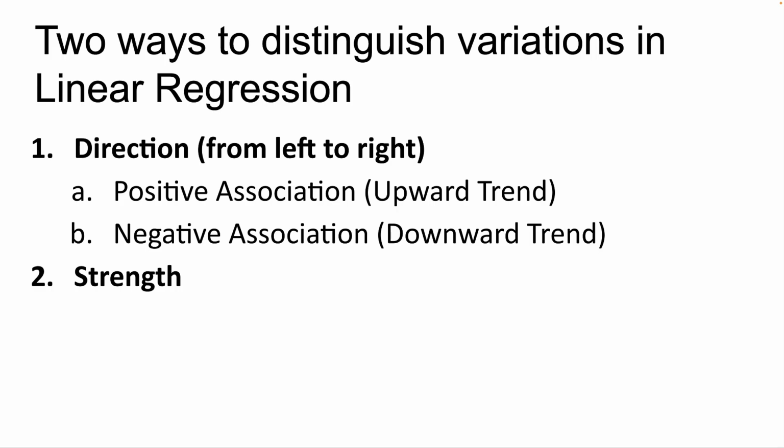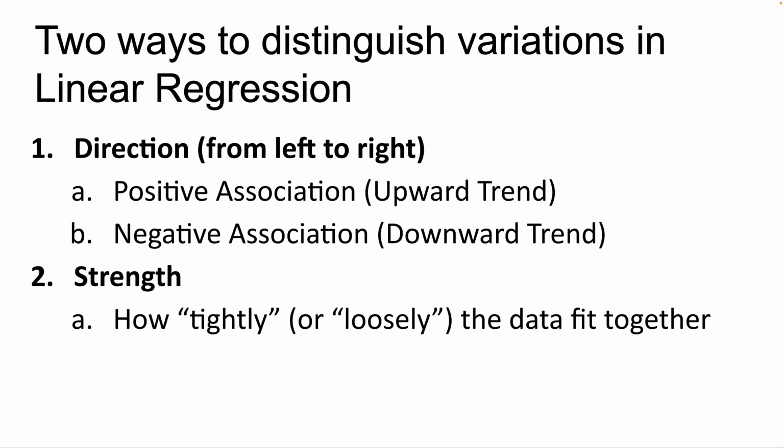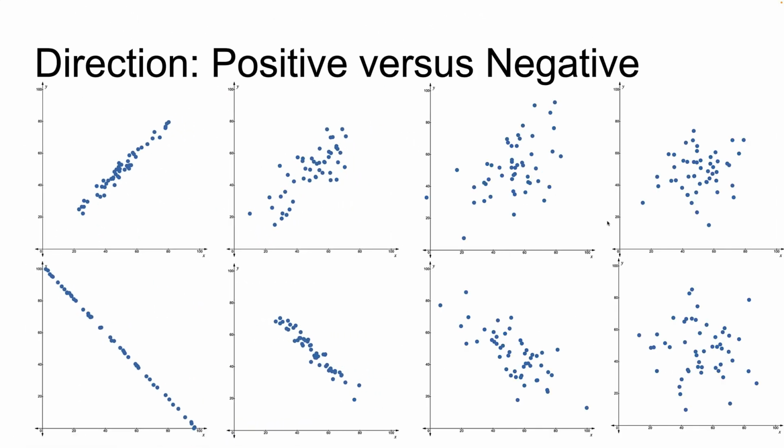We also like to take a look at the strength of the association. When we're looking at the strength, essentially we're looking at how tightly or loosely the data fit together. Let's go back to those graphs and let's compare and contrast both the direction and the strength of all of those graphs. First, let's take a look at the graphs and let's analyze the direction.